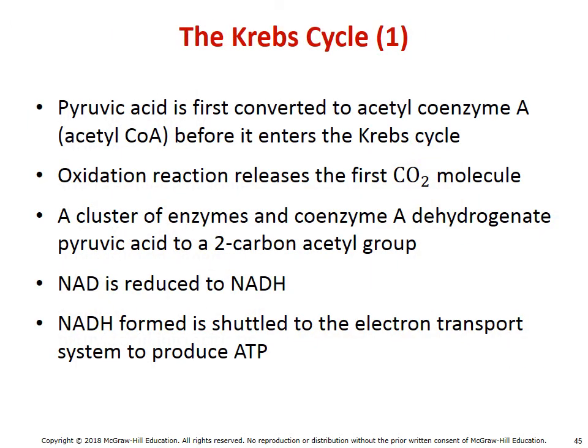So the next step is going to be the Krebs cycle. But really we're going to break this portion into 2 parts, the precursor step and then the Krebs cycle proper. And really the goal of the precursor is to prepare pyruvic acid to go into the Krebs cycle. And so we have to lose a carbon from pyruvic acid and then insert coenzyme A so that we can get into the Krebs cycle.